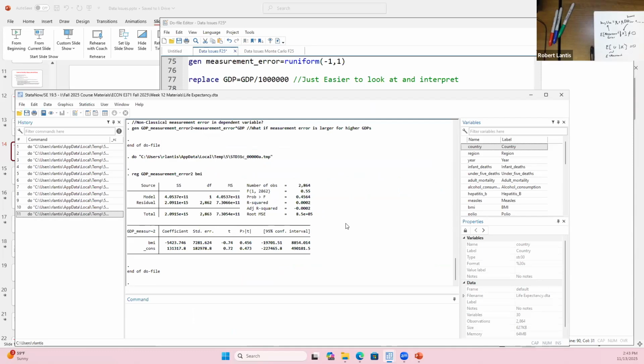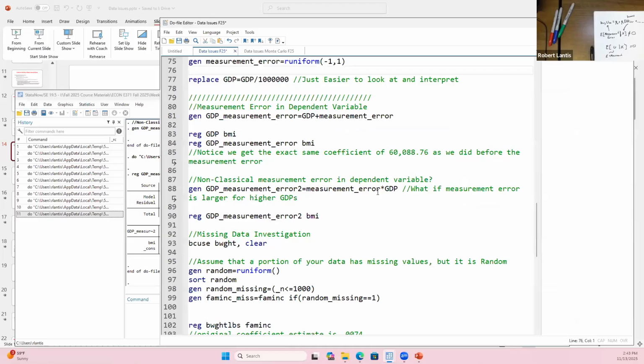Now, I can't say whether it's going to go up or down. That depends on the relationship of that measurement error to whatever that X or Y value was, which here was GDP. So non-classical measurement error is going to be an issue because we really can't say what's going to happen to the coefficient. Classical measurement error, we're perfectly okay with that. Of all the measurement error we've talked about, that's the best case scenario, because it won't change our estimates.